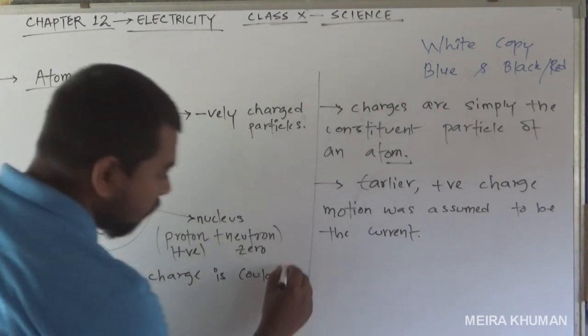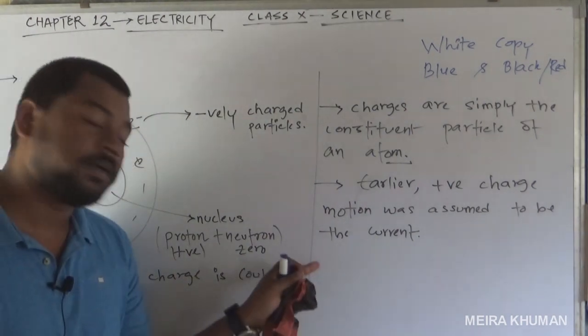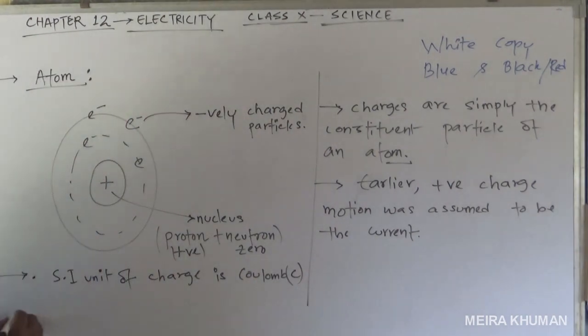Okay. And the symbol will be what? Capital C. Clear that much? So what is the SI unit of electric charge? That is coulomb, and the symbol is what? C.